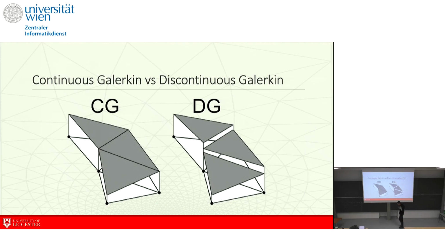So what's the difference between CG and DG? Well, as one might expect, DG is discontinuous. So there's no requirement in a DG method for elements to be continuous at the edge. So we can have massive leaps or discontinuities between elements.